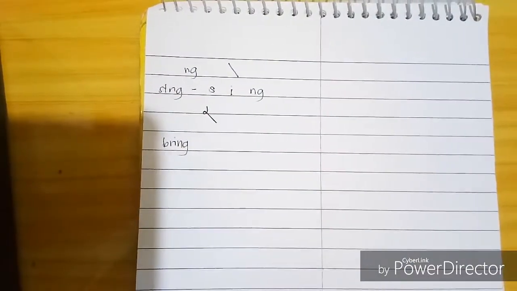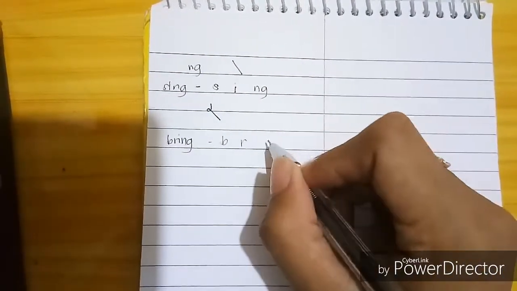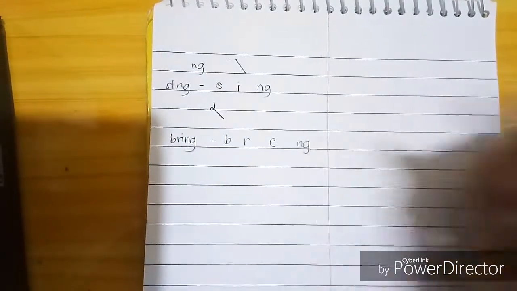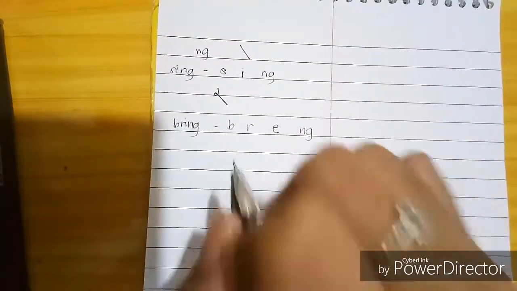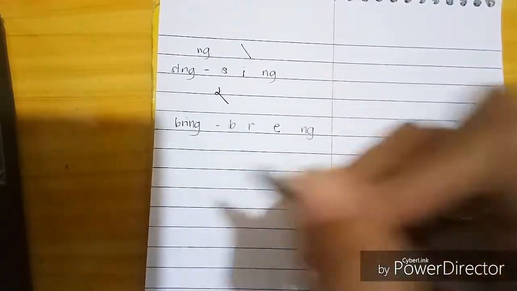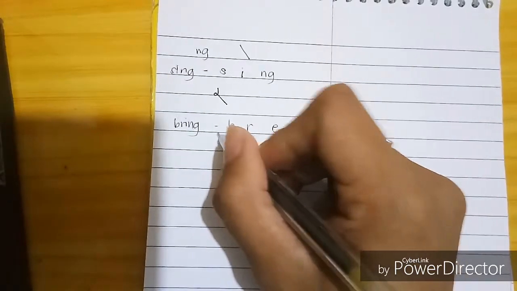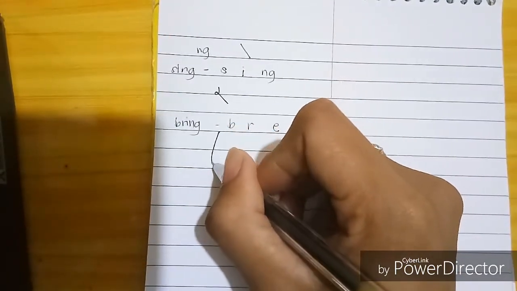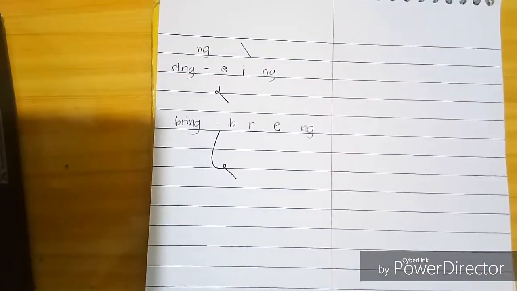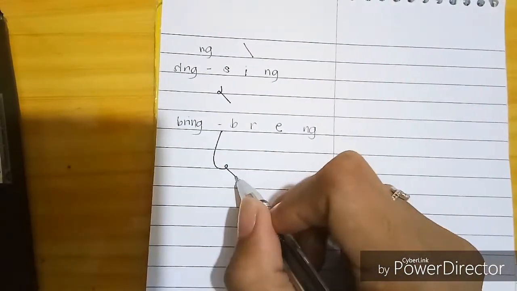Now let us have another example, the word bring. The word bring is represented by combining the B, R, and then followed by E, and then the NG. Let us try our shorthand. Combining the strokes of these letters, it will be written like this. The B, R, E, and the NG.